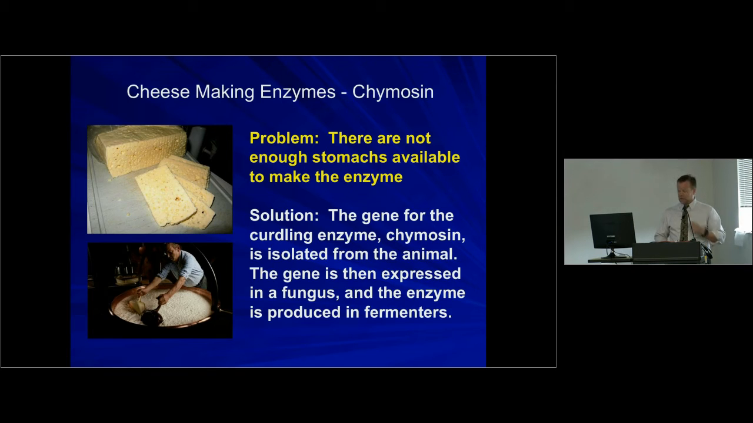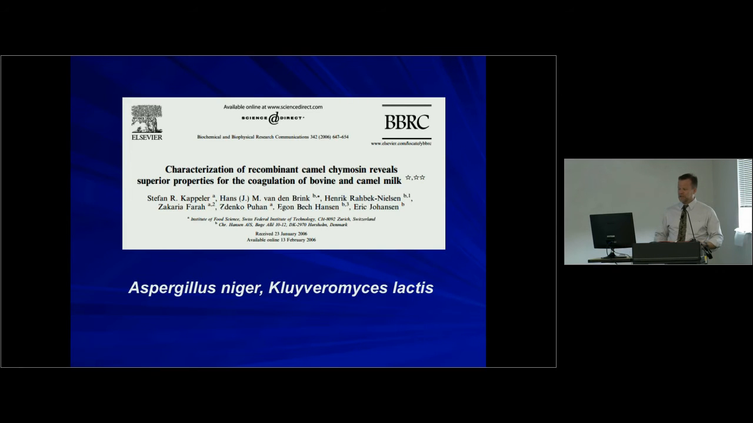Now it turns out that this worked best with the chymosin gene from a camel, which was introduced into a couple of different fungal species, namely Aspergillus niger and another one. When those genes from a camel were placed into a fungal background and the fungi were grown in giant fermenters, they would produce much of this enzyme at a very high level.